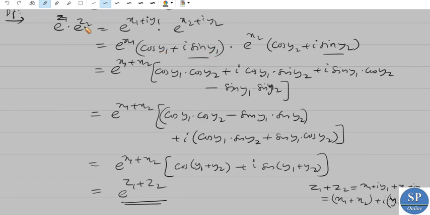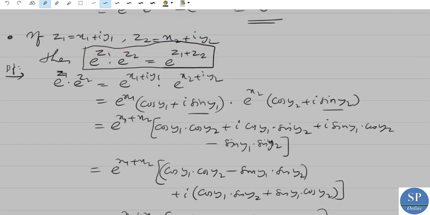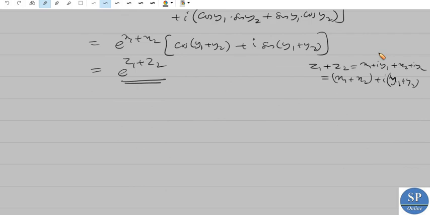Okay, so e power z1 into e power z2 is e power z1 plus z2. In a similar way you can prove the next property, which is e power z1 divided by e power z2 is equal to e power z1 minus z2.